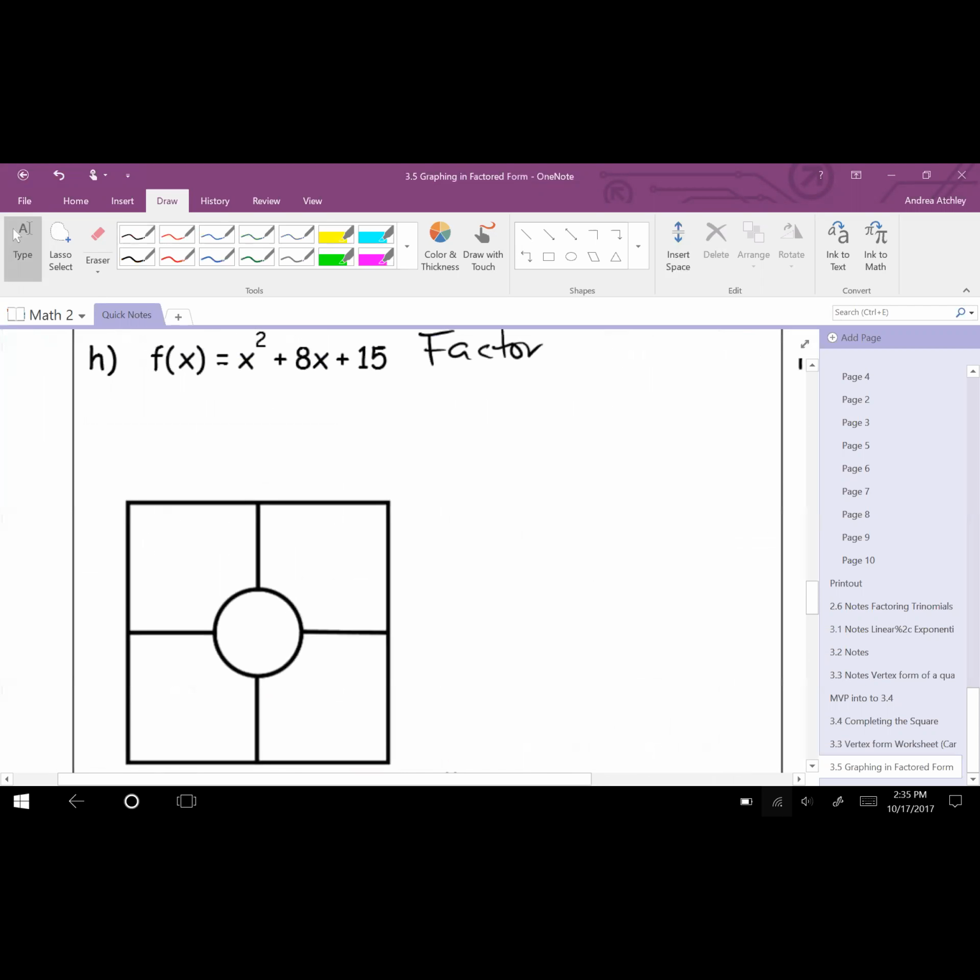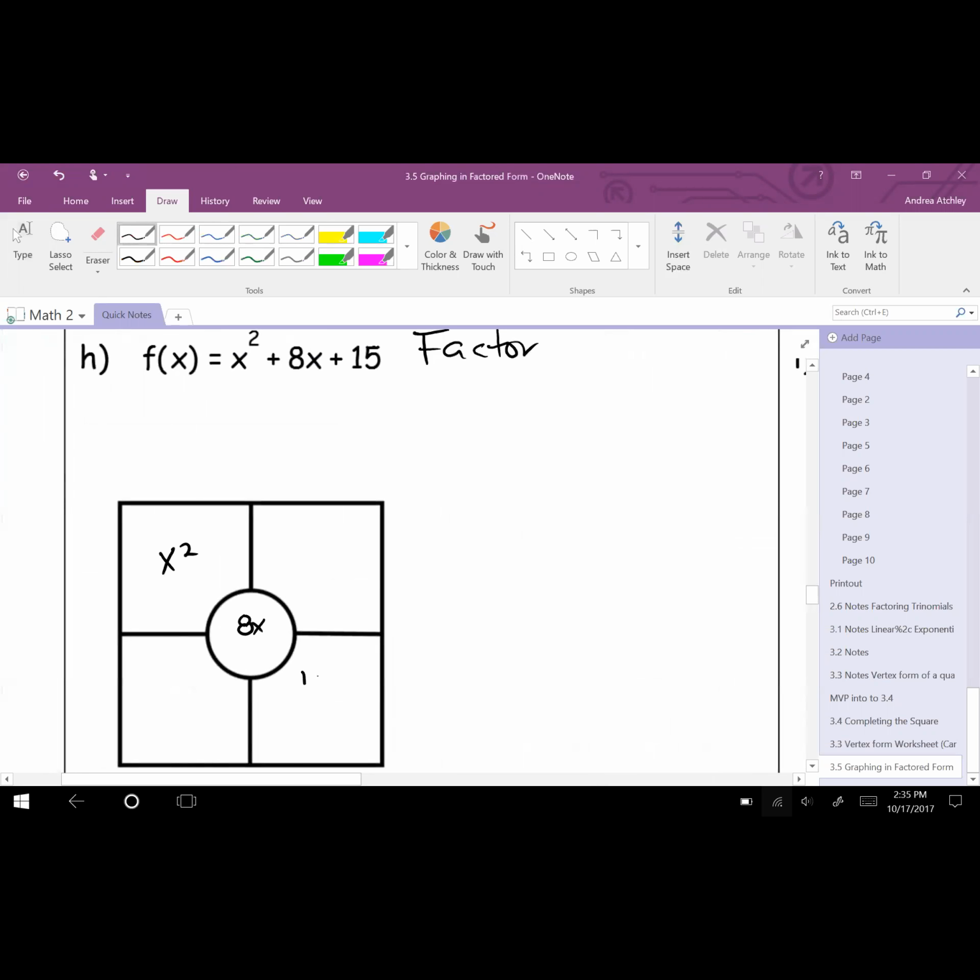So my x squared goes here, my 8x goes here, and my 15 goes here. Then we find the length of the sides. What multiplies to x squared is x and x. And then what multiplies to 15? 5 and 3.